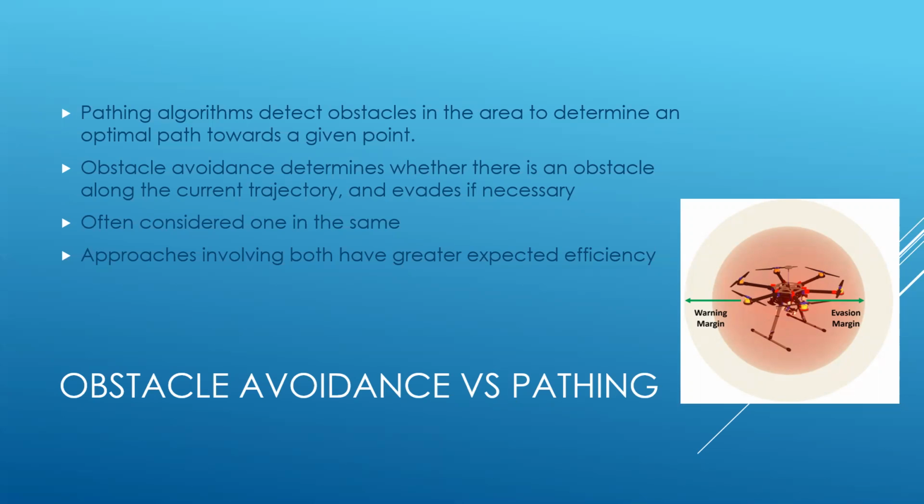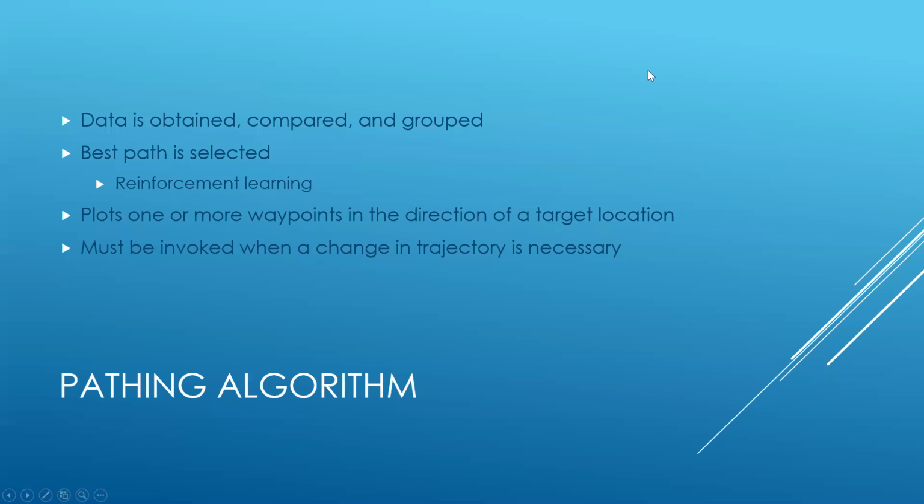These algorithms commonly consider drones to have a safety bubble of a given size, though it can vary across the algorithms. We will refer to the minimum distance from an object a path can be planned as the warning margin, and the lower boundary on the distance of an obstacle before avoiding it will be called the evasion margin.